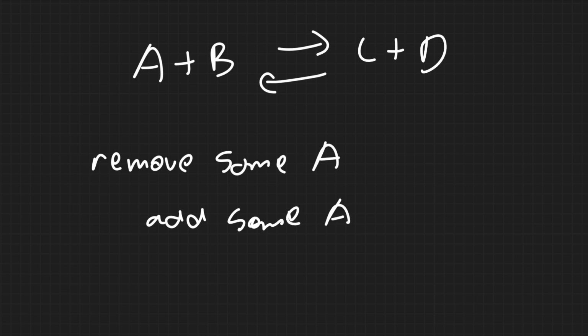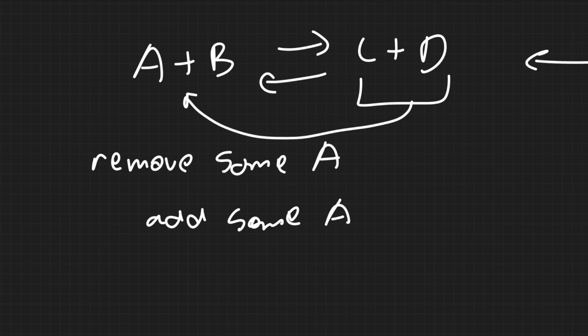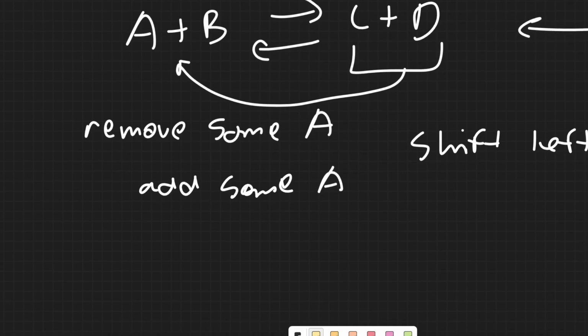How can we add some A? Well, A is a reactant. We have to take some of this product and then convert it back into reactant. So if we remember from before, the terminology for that is shift left. So I just draw an arrow like that. So I would say shift left.